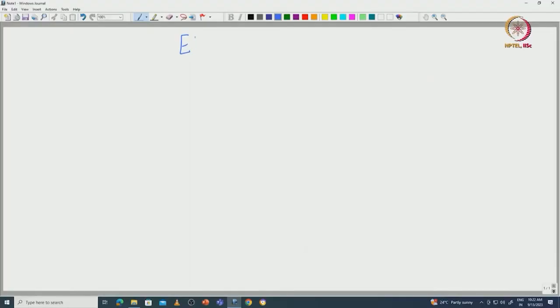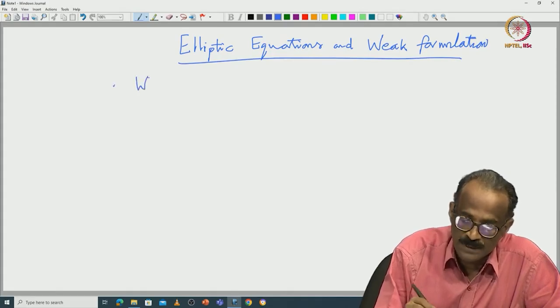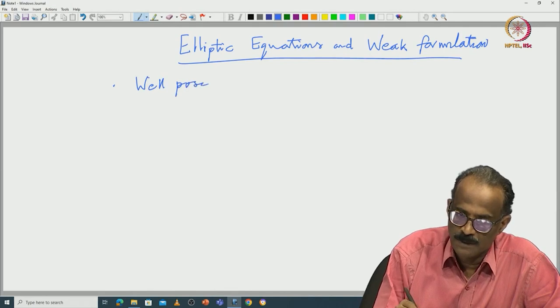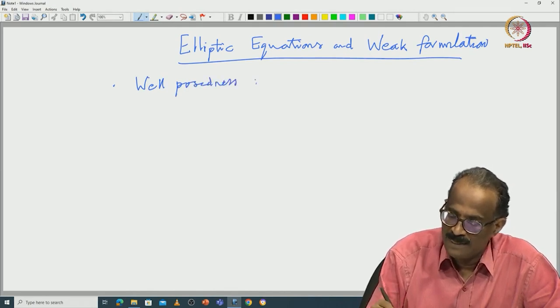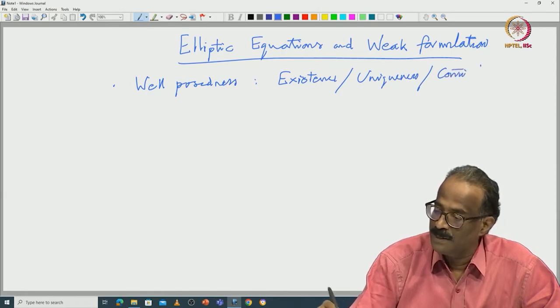So, the whole thing is elliptic equations, a few systems, elliptic equations, and weak formulation. So, what are the things that we want to study? The well-posedness. Well-posedness means existence, uniqueness, continuous dependence.